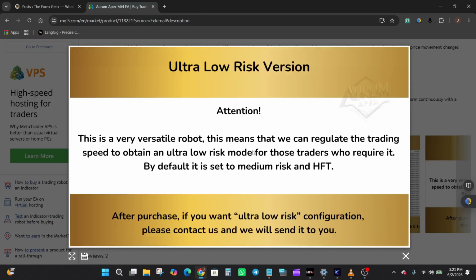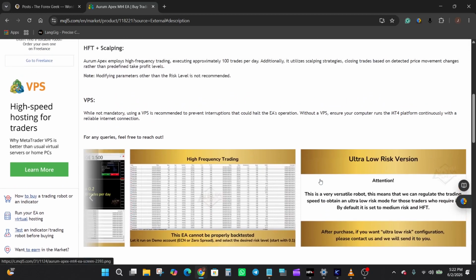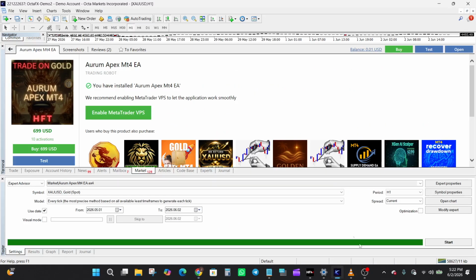So these are the images available here on the MQL5 page, but we're going to run our own backtest. So let's head over to the strategy tester. As you can see, I ran a backtest on the Aurum Apex on XAUUSD, and I used the H1 period, for want of time. I used the every tick model, and the backtest was done over the past month.